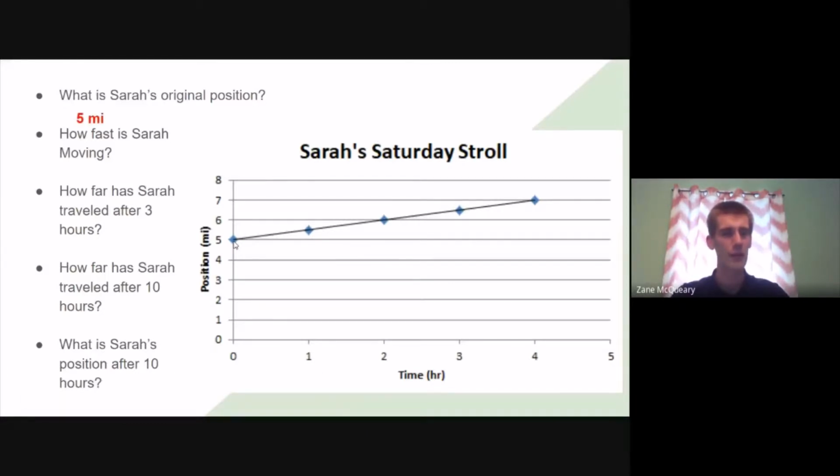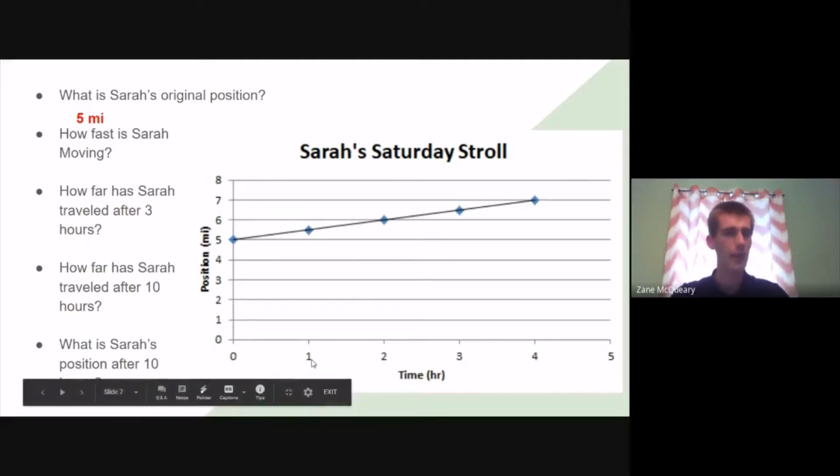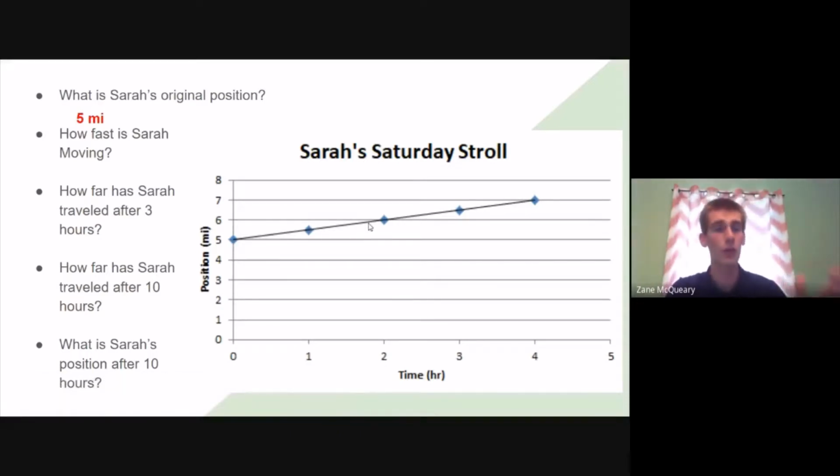How fast is Sarah moving? Well, fast is kind of like miles per hour, meters per second, feet per second, something per something. So if we were to take maybe the slope of this line, we'd end up with miles per hour. That's the speed. That tells us how fast she's going. Well, what's her slope? You go up 1 and over 2. So her slope, or her speed, is 1/2 mile per hour.